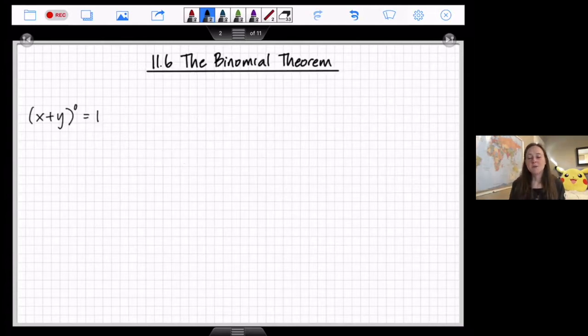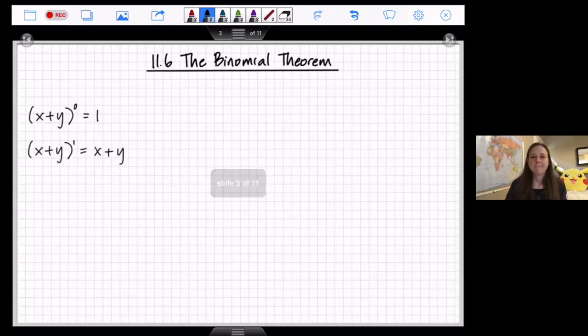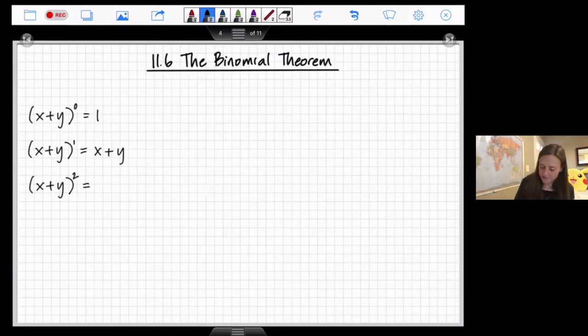X plus y to the 0 is equal to 1 because anything to the 0 is equal to 1. X plus y to the first is equal to x plus y. That's not hard. Okay, so here we have to do a little bit of work, right? X plus y squared. Let's actually figure out what this one is. Like I said, we'd have to multiply this out. And we have to remember to multiply all the terms together.